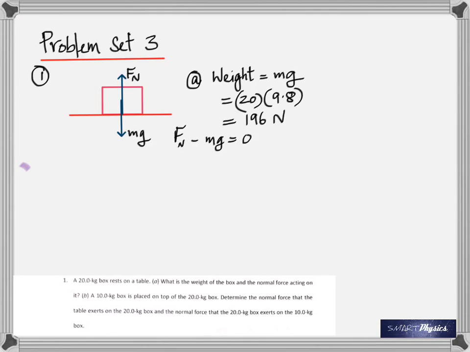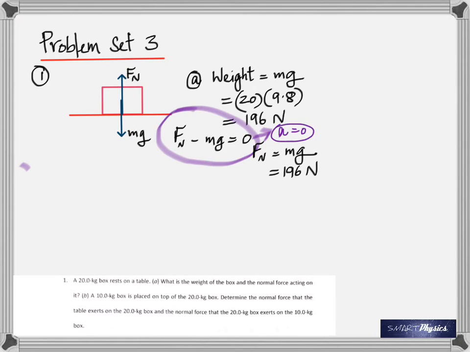And in this case, if you take the net force along the y-axis, it's 0, isn't it? Because the object is not moving. Therefore, Fn minus mg is 0, which makes Fn equal to mg, which is also 196 newtons. And I was saying this is 0 because the acceleration is 0.